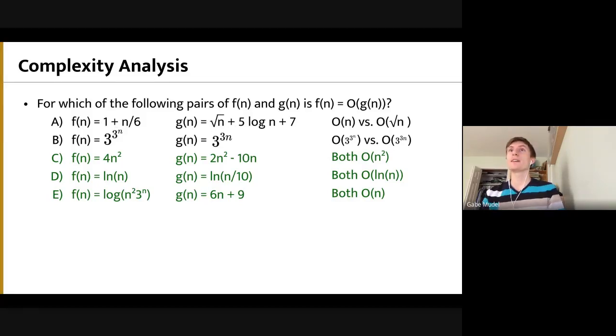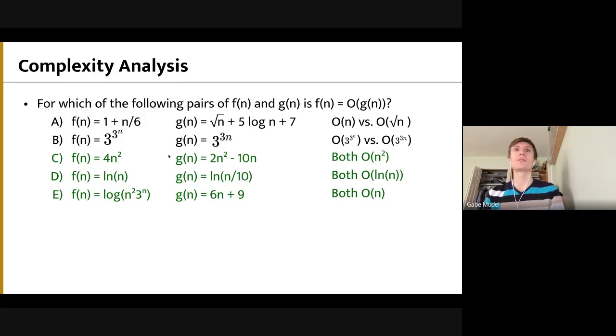g of n has a root n, a log n, and a 7. This is an O of 1 term, this is an O of log n term, and this is an O of square root n term. We should know that square root n grows faster than log n, so the dominating term here is the square root n. Therefore, we're just comparing O of n versus O of square root n, which leads us to figure out that this is not one of the pairs that it works for.